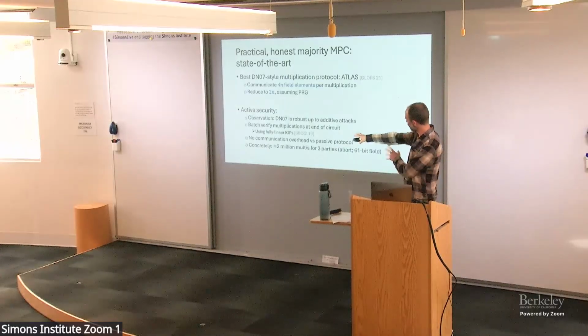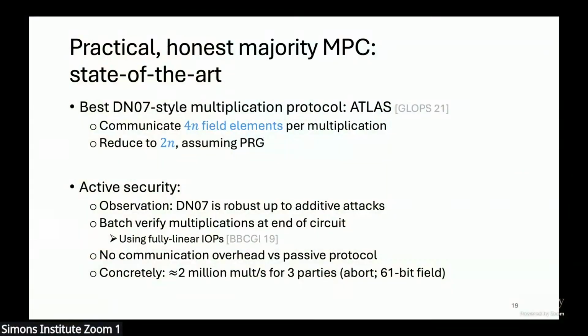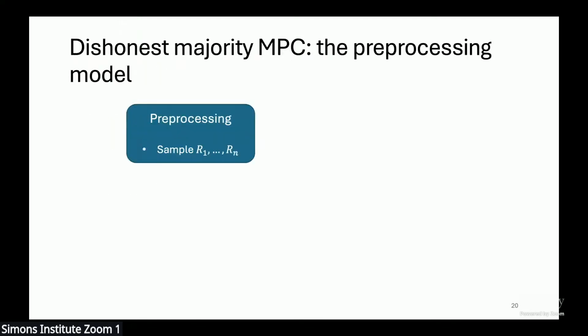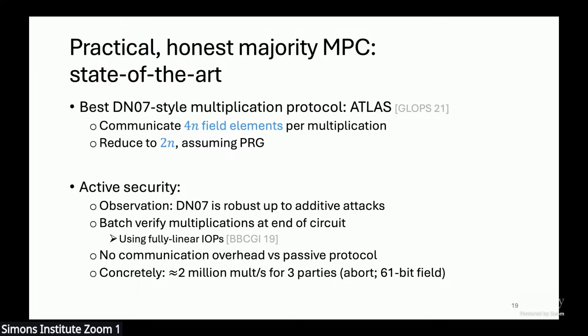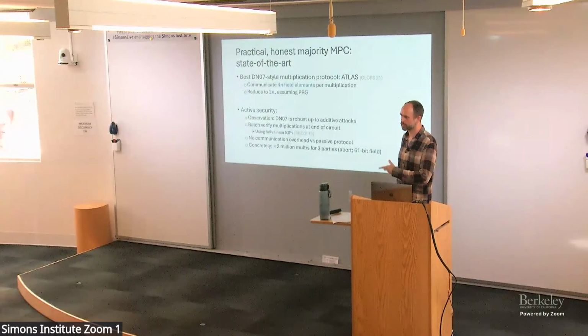If you look at some of the concrete performance numbers from this Atlas paper, then if you want to do, say, integer multiplications over a 61-bit finite field, you could do around 2 million multiplications per second with 3 parties and active security with abort, which is pretty good. Was this with broadcast or without broadcast? This is for n over 2. For abort, you don't need broadcast. For GOD, you need broadcast.